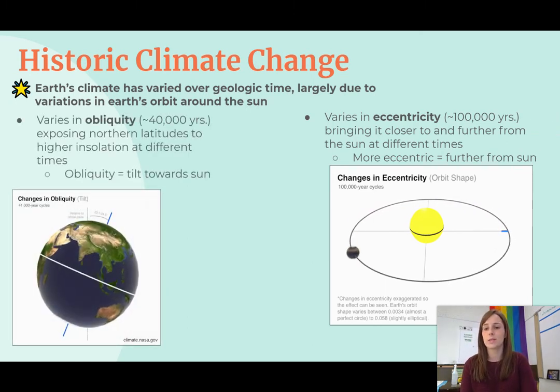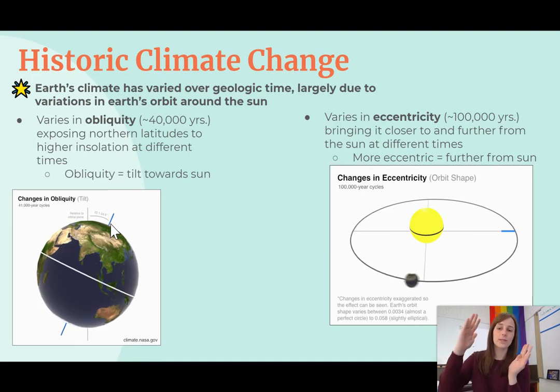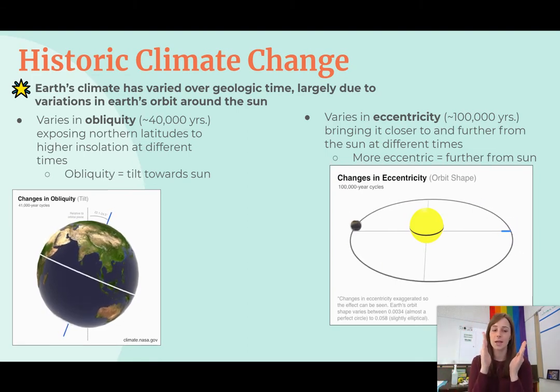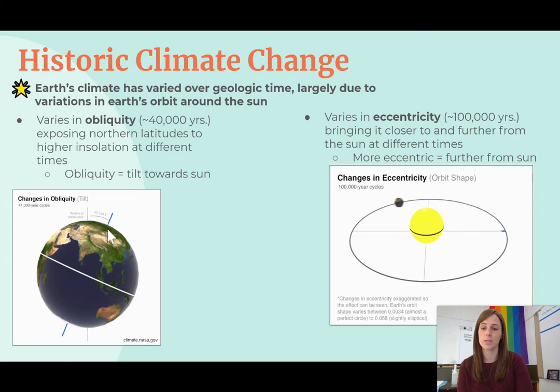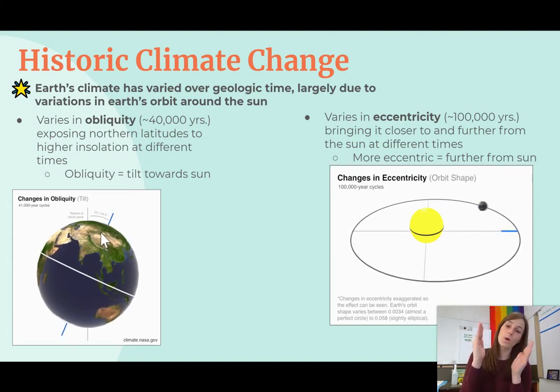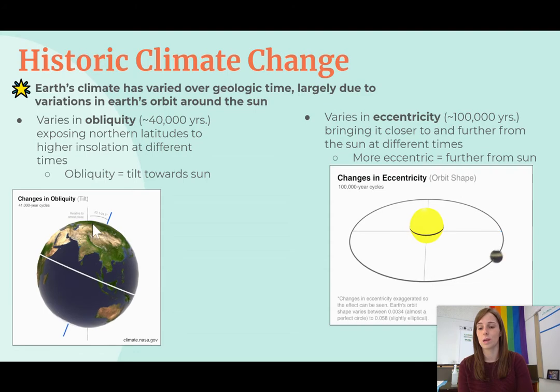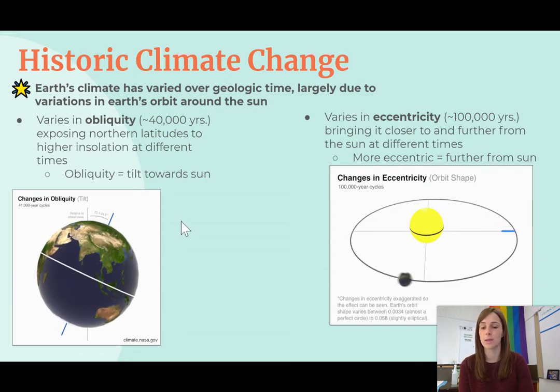Another thing is going to be based on its obliquity, which is talking about how it tilts towards the sun. And this is going to be shifting around every 40,000 years. What this is going to do is expose those northern latitudes to higher insolation at different times. If we're looking at this diagram here, we still are always going to have this tilt in Earth's surface, but it can slightly vary to where these polar regions are even more tilted towards the sun, which is going to get them more direct sunlight at certain times of the year.